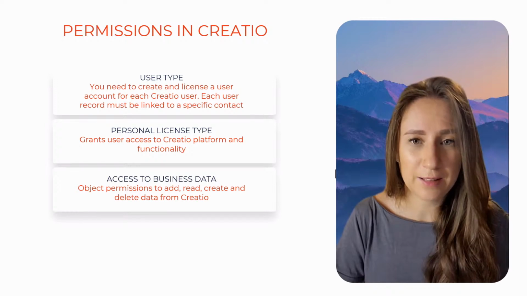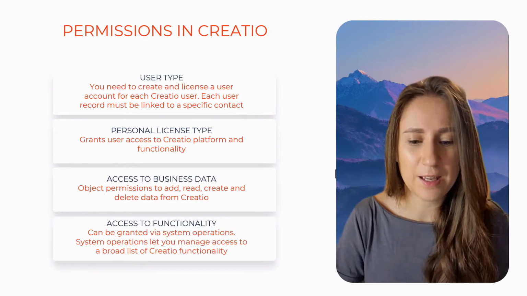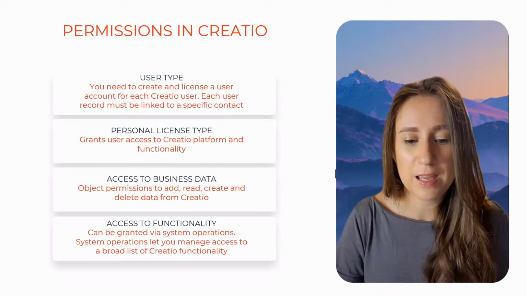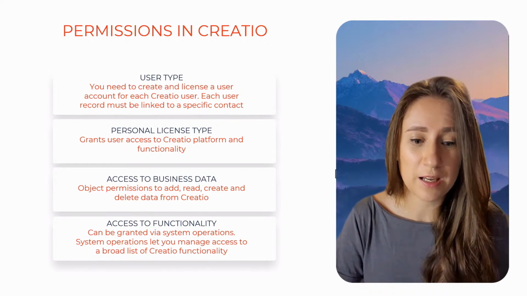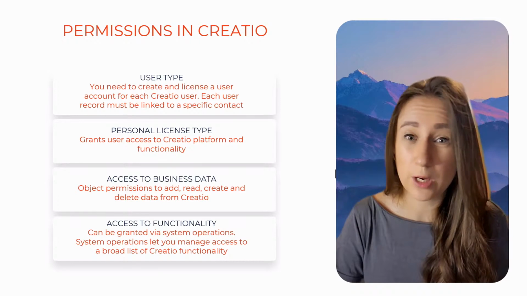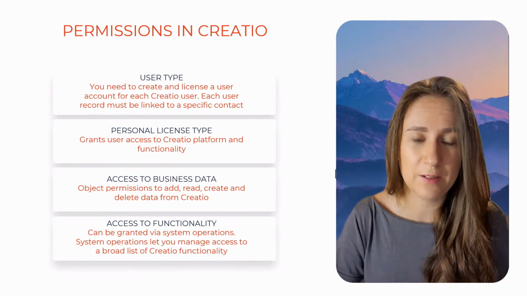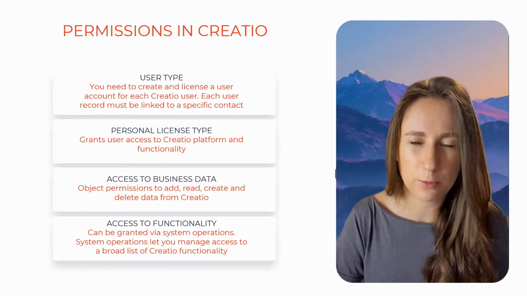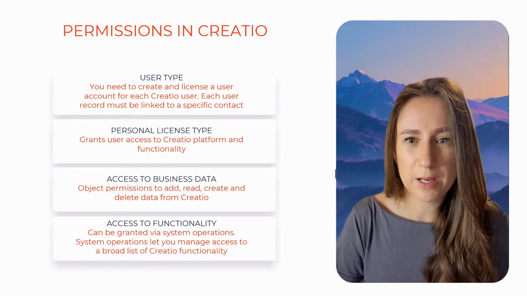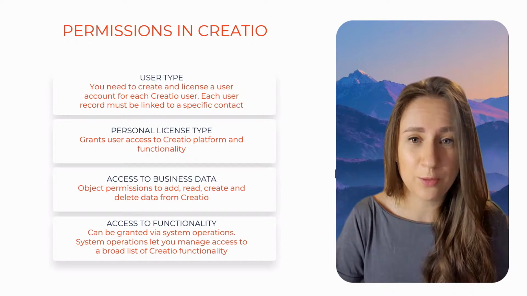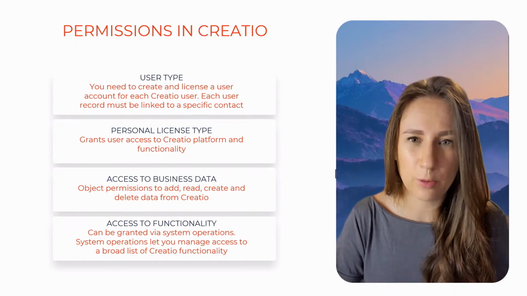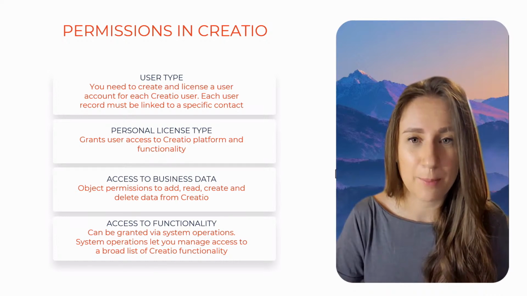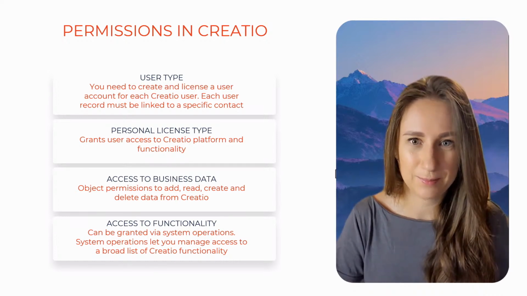And the last thing that you will be dealing with is access to functionality. Access to functionality is basically which operations you're granting the user, because again, even if you have the full user license, you could be limiting what the person can do. You will have a wide range of users from system admin to regular salespeople, and they will obviously have very different operation permissions within the system.